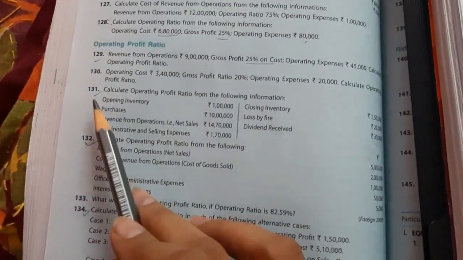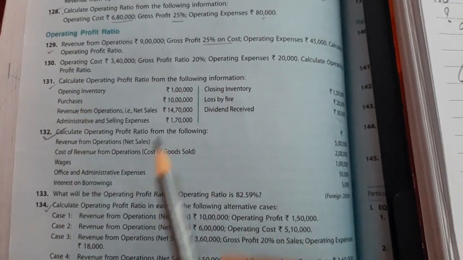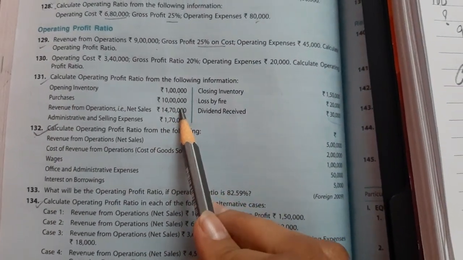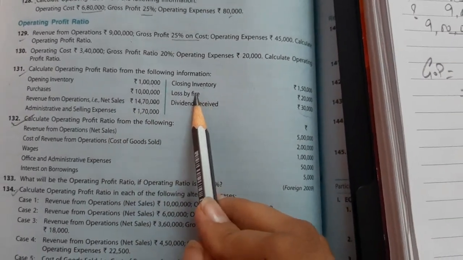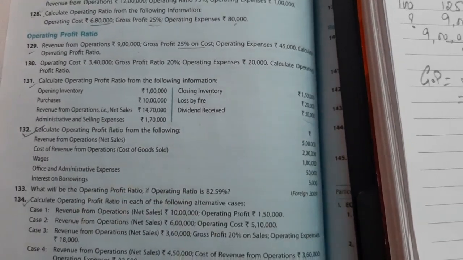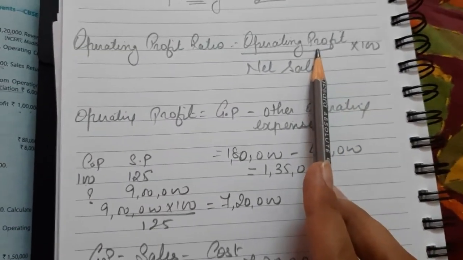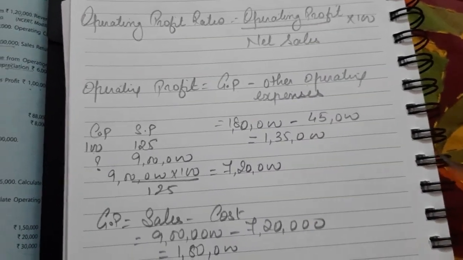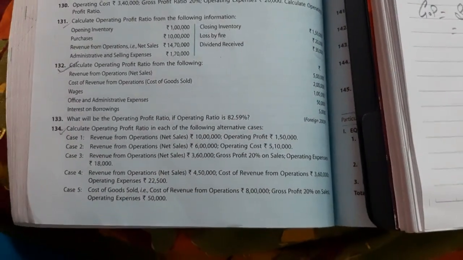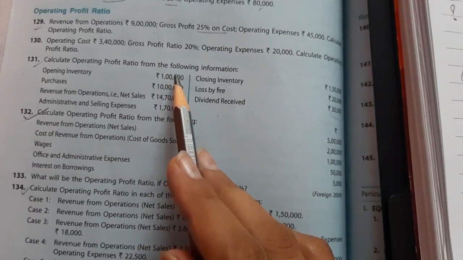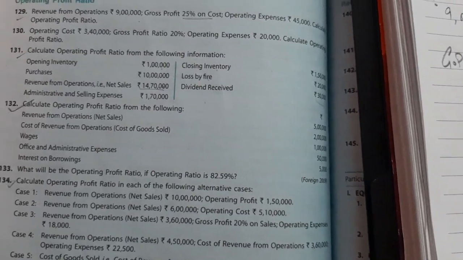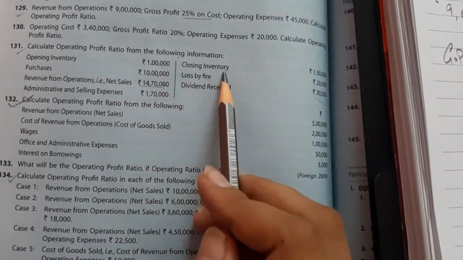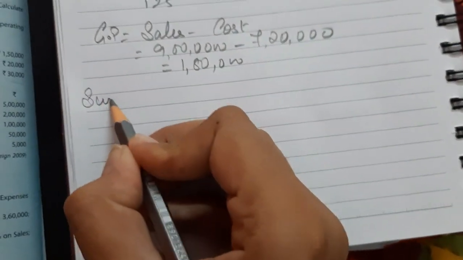Now moving to the next question, that is question number 131. See here what it is saying. Opening inventory is given to us, purchases is given, revenue from operation, administrative and selling expenses are given, closing inventory, loss by fire and dividend received is given to you. Now for your formula you require gross profit and operating profit, and operating profit you can get as gross profit less other operating expenses. But you do not have any data related to gross profit, but you have data related to COGS. So you have revenue and you can find out COGS. How will you find COGS? Opening inventory is given, purchases is given, closing inventory is given. So you can easily find out COGS here.